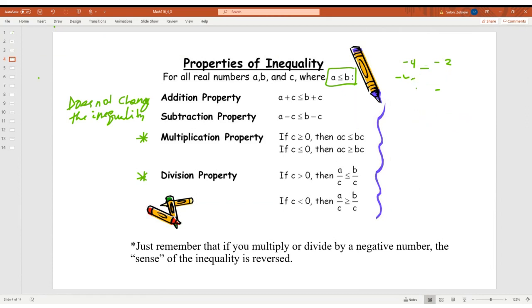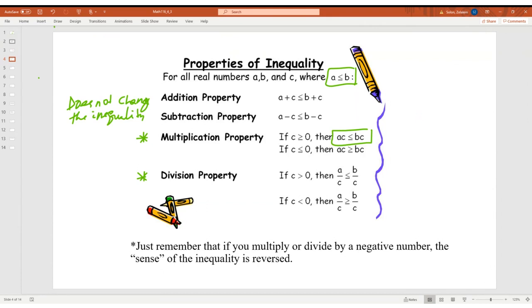When you multiply by a number greater than 0, we have two conditions, if you see here. If C is greater than 0, that means if C is positive, the inequality stays the same. It will still be less than or equal to. But if C is negative, the inequality will switch. Less than becomes greater than becomes less than. So let me show you with examples.